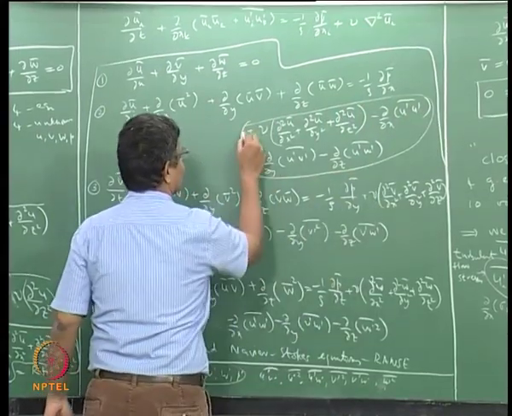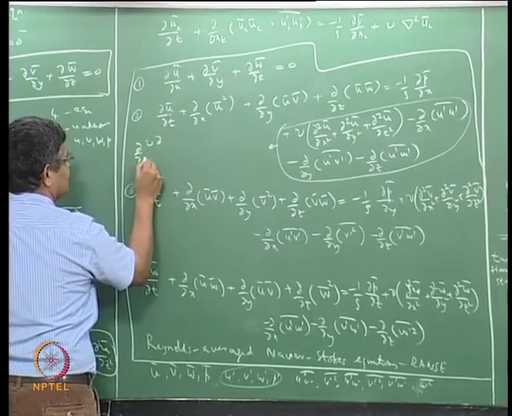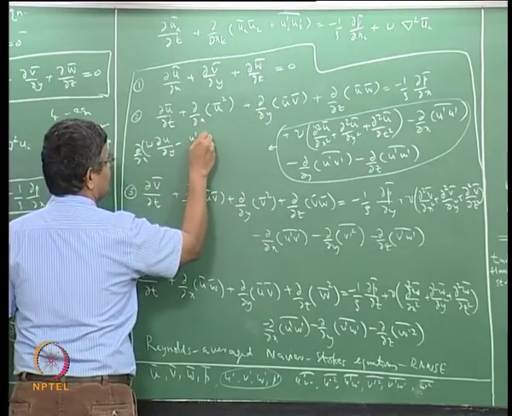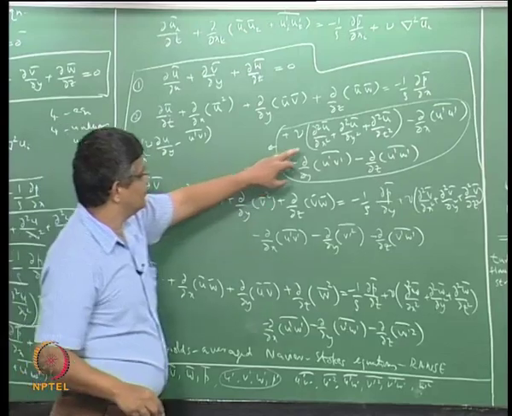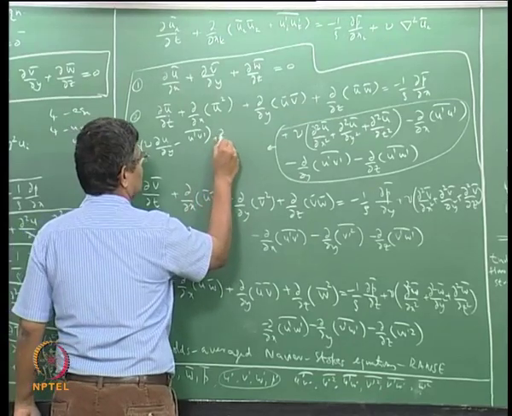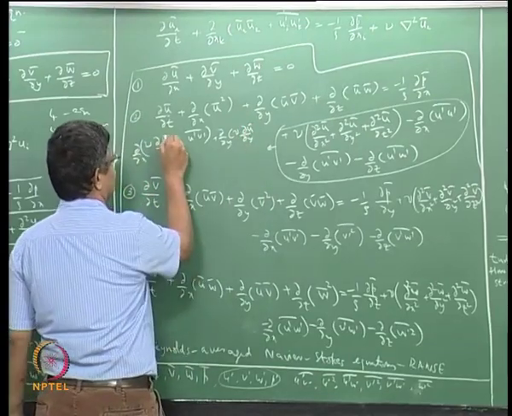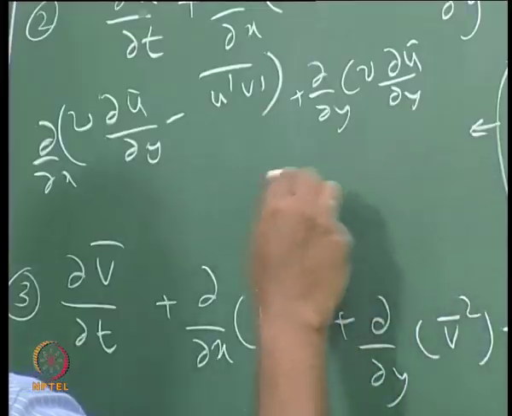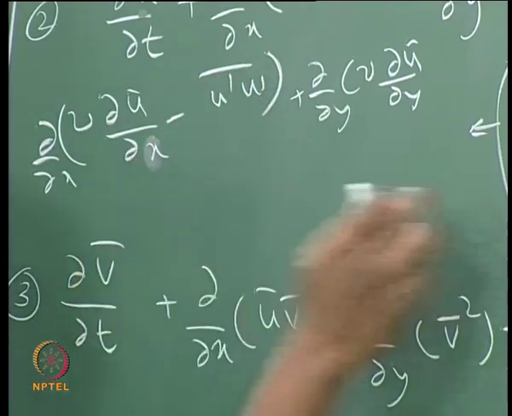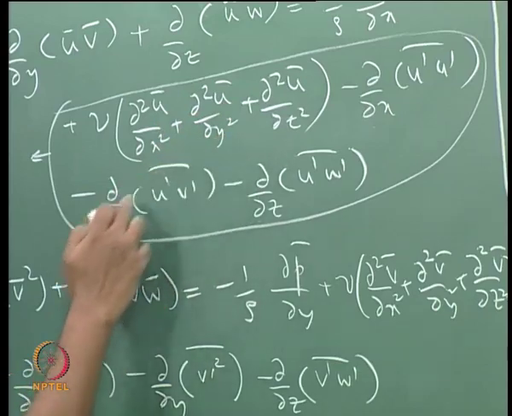We can write this in an equivalent way as dou by dou x of nu dou u by dou y minus u prime v prime bar will give us a combination of this term and this term, plus dou by dou y of nu dou u bar by dou y. Okay, we have the bar quantity. This is dou by dou x of u prime bar is this, and these two is nu dou square u bar by dou y square and dou by dou y.